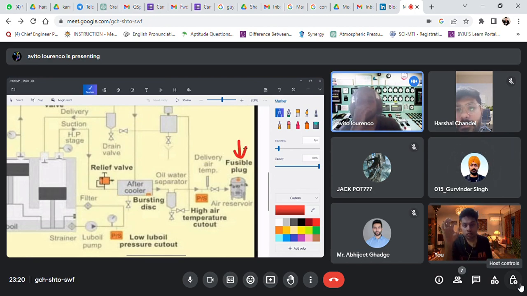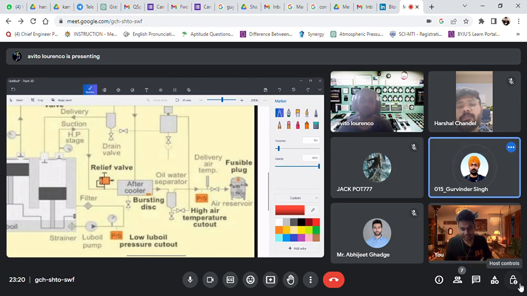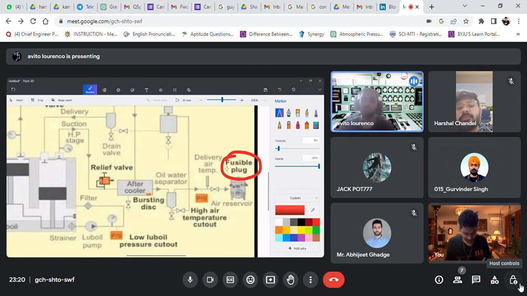Now, why will we have a fusible plug here? Before the fusible plug is the air delivery air temperature. It measures the delivery air temperature, basically measuring the temperature of the air that is going to the air bottle. Is that a thermometer? No, it can be a thermocouple, which shows the delivery air temperature reading.